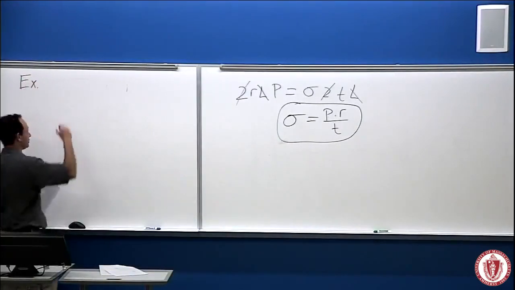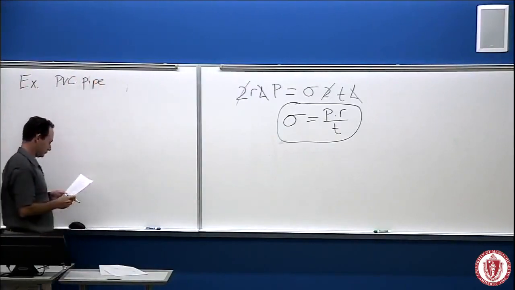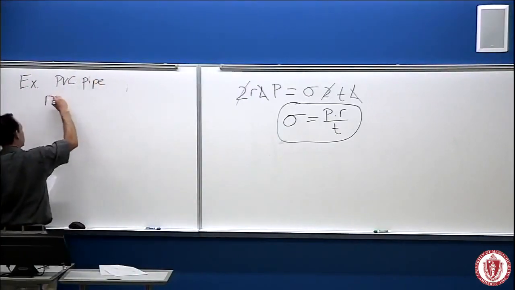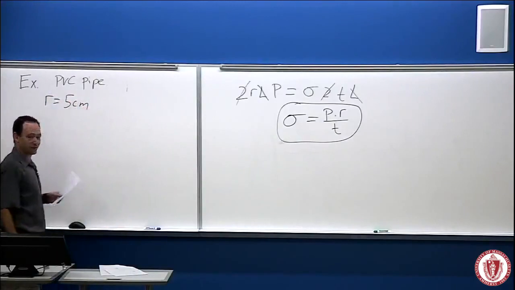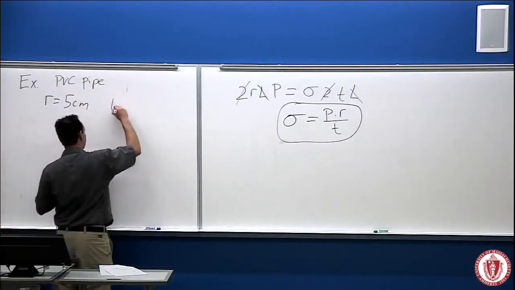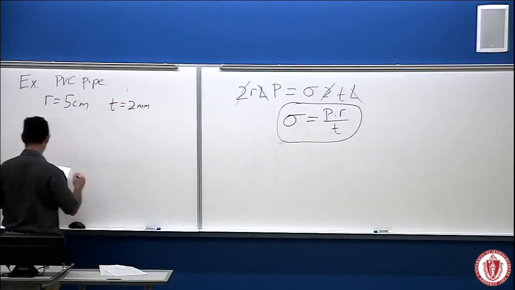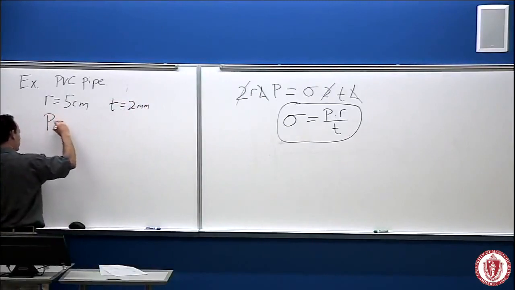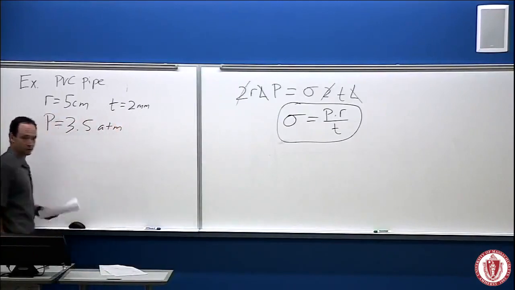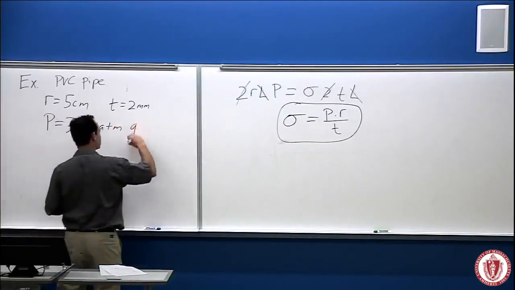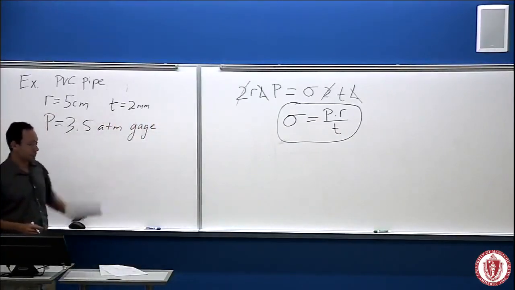So let's do PVC pipe. And we're going to say our pipe has a radius of 5 centimeters. This is a pretty fat pipe. And a thickness of 2 millimeters. And we want to know, will it hold a pressure of 3.5 atmospheres gauge? So let's just use that formula over there.